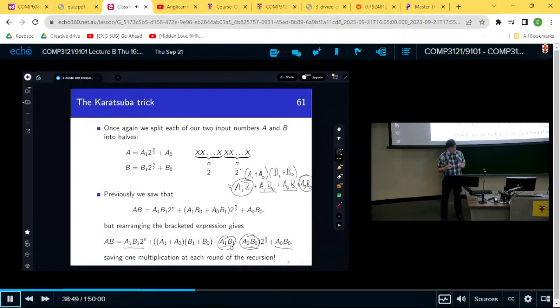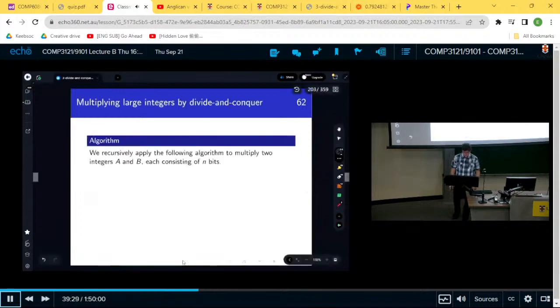Okay, so in total, instead of 4 multiplications of big integers, we only need 3 multiplications of big integers of size n-half. Because these integers still have size roughly n-half. We add 2 n-half size integers, maybe there's a carry going on and the size increases by 1, but that's negligible. The important thing is that we saved one multiplication at each round.